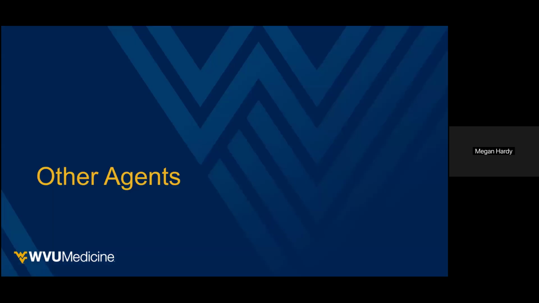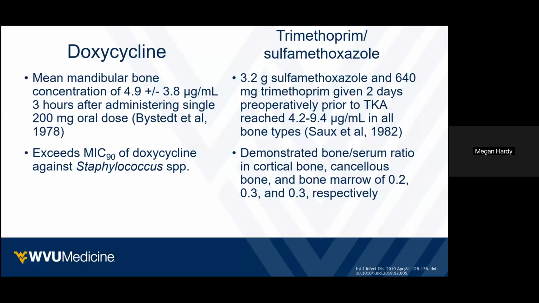So we have a lot of other agents. I'm not going to go through all of the drug classes individually, but I do want to highlight once again some that we will utilize quite frequently. So starting with doxycycline. This one is very highly protein bound, 73 to 90%, or 95% bioavailable. It is more time dependent, and it is lipophilic.